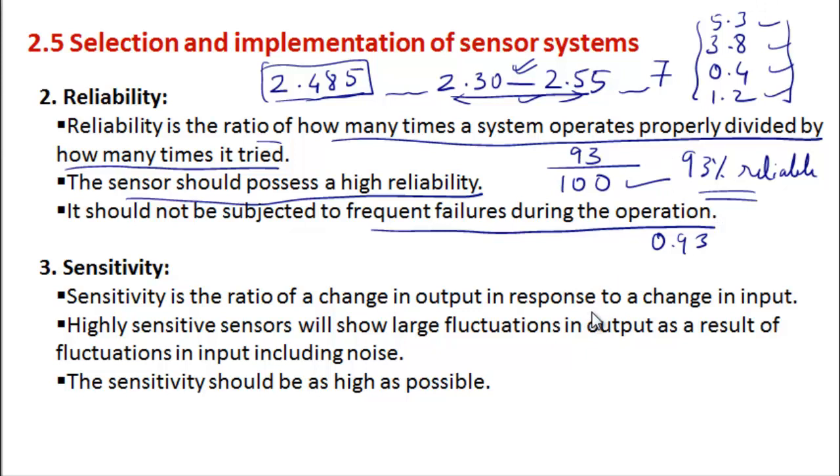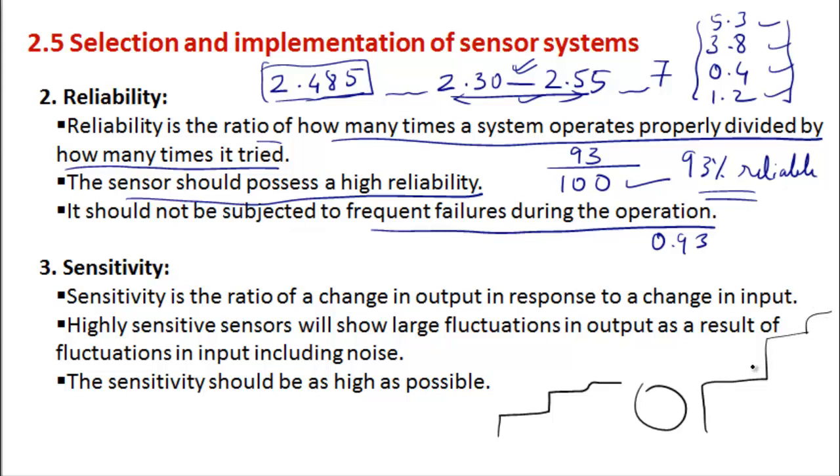Next is the sensitivity of the sensor. What do we mean by the sensitivity of the sensor? The sensitivity means how much the output of the sensor is sensitive to the input. So suppose the change in input is, suppose this is what one reading is, another reading is this, and another reading is this, then the output of that sensor, the value should basically jump in large values.